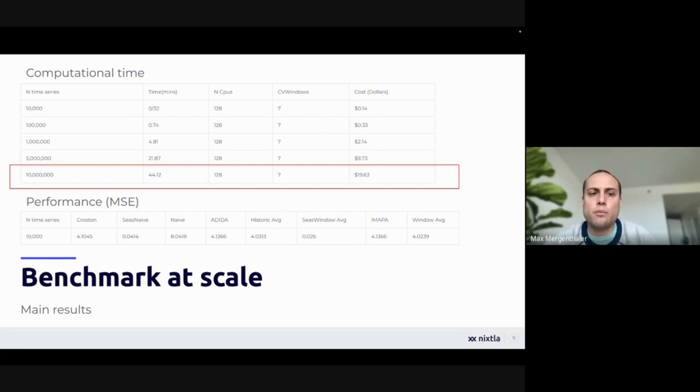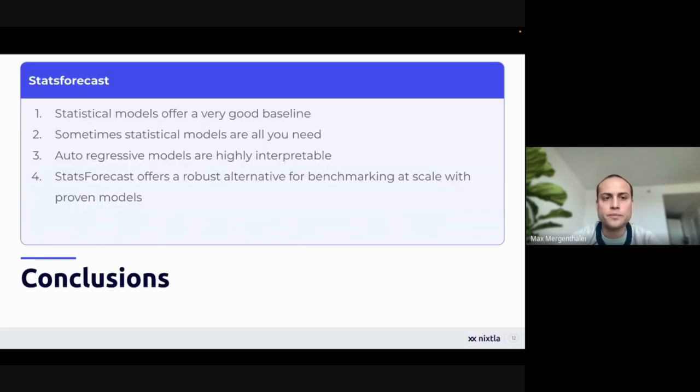So one of the things that we did when we created Stats Forecast is to offer the possibility to run many different models at a very large scale, very efficiently. Here you can see a table where we show that you can fit more than 10 baseline models in more than 10 million series in under 45 minutes, paying less than $20 in computational cost in a single instance of AWS.